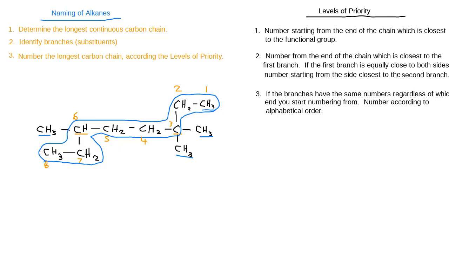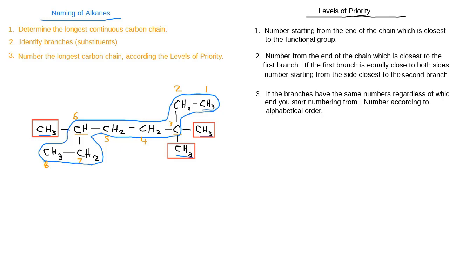If I number it this way, I have 3 different branches, and at this point I should go ahead and identify my branches. I'm actually going to put a little square around them. 1 branch, 2 branch, 3 branch. Anything that's not part of the longest chain is a branch. Each of these are 1 carbon branches.